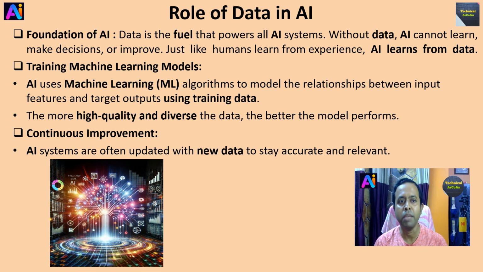Second one, training machine learning models. AI uses machine learning algorithms to model the relationships between input features and target outputs using training data, right? Means to train the model we need the past values or the historical data, right? The more high quality and diverse the data, the better the model performs, right? The third one, continuous improvement. AI systems are often updated with new data to stay accurate and relevant, right?